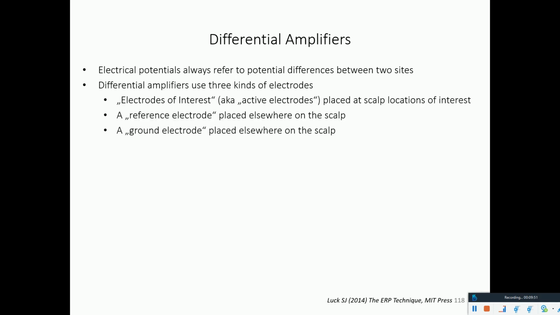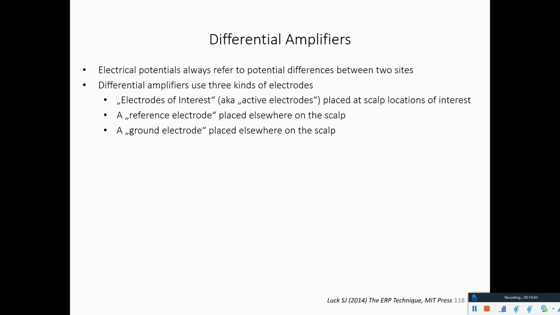Now, this idea means that we need a couple of electrodes and differential amplifiers, and we use three kinds of electrodes. One type are electrodes of interest or active electrodes, and these are the electrodes that are placed on the scalp locations of interest. So these are the electrodes that you later on use to evaluate EEG signals. A second electrode that you need is the so-called reference electrode, which is placed somewhere else on the scalp. Usually in post-processing, this reference electrode is replaced, for example, by the common average. And finally, there's a ground electrode, which is also placed somewhere else on the scalp.